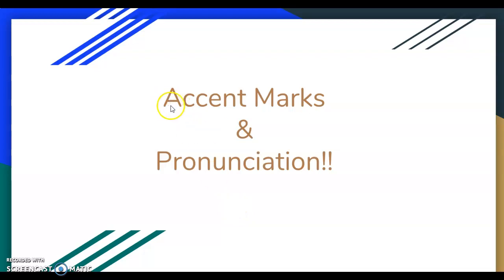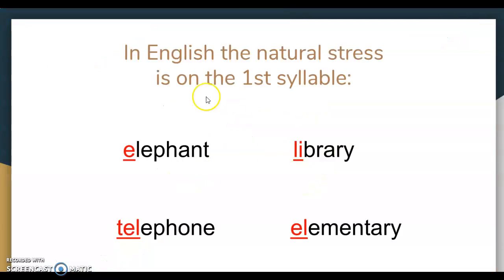Hola clase. In this tutorial, we're going to talk a little bit about accent marks and where they normally go, and I'm going to give you some pronunciation tips.